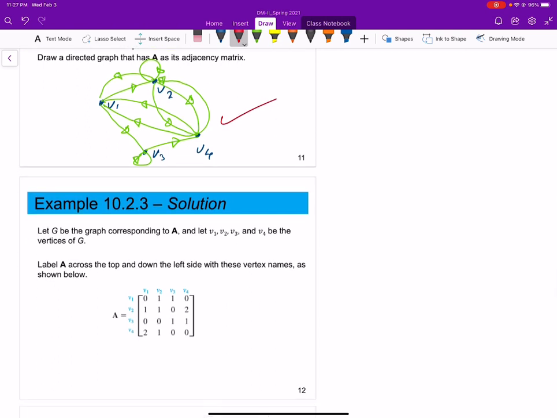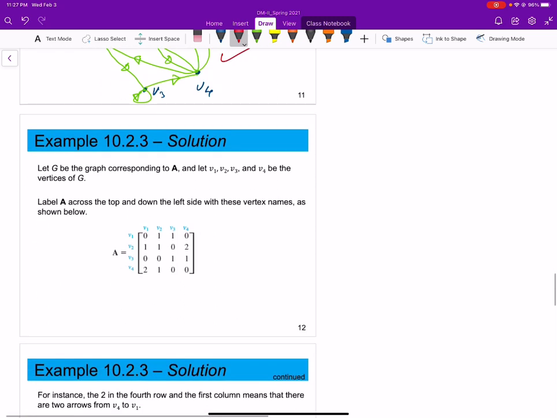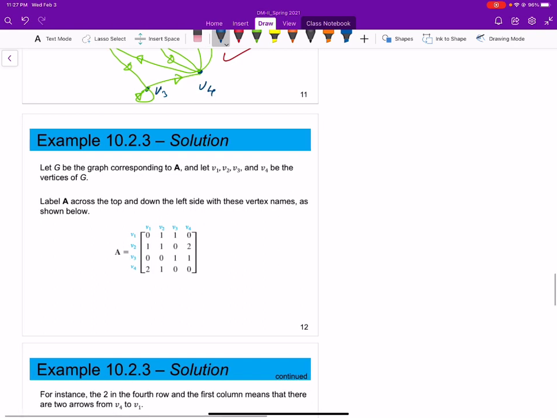All right. So this is explained here. I used a few slides to explain this. In the first slide it says, let G be a graph corresponding to A, and let v1, v2, and so on up to v4 be the vertices of G. I explained this already. I just put this on the note because you can read that later. So you have everything written down right here. Label A across top and down in the left side. You have to label A across top and, from top to down, in the left side. So this is the left side, that's the right side. So you mark like that.